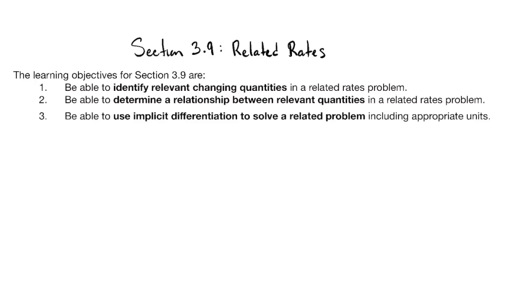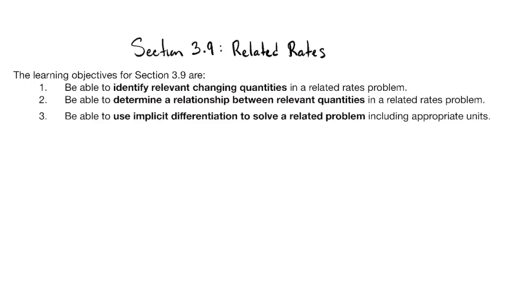In section 3.9, we're going to take a look at how to solve a family of problems that people usually call related rate problems. You can take a look at our objectives there. I'll let you read them. The main objective really is to get used to what a related rate problem is and how to go about solving it. The main technique is implicit differentiation.